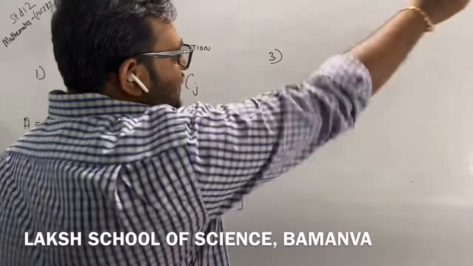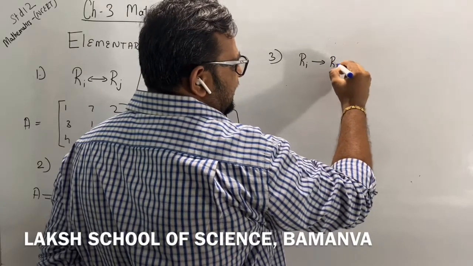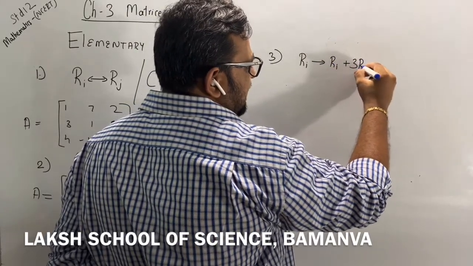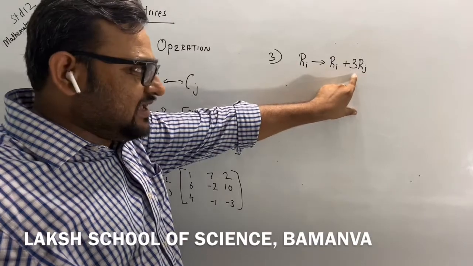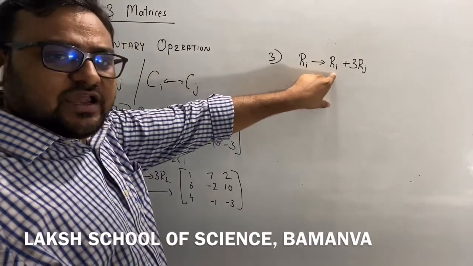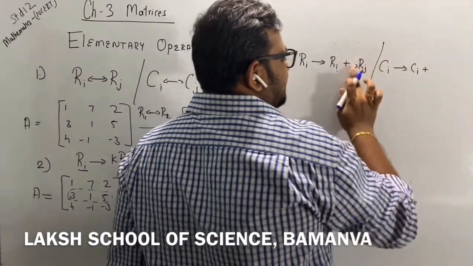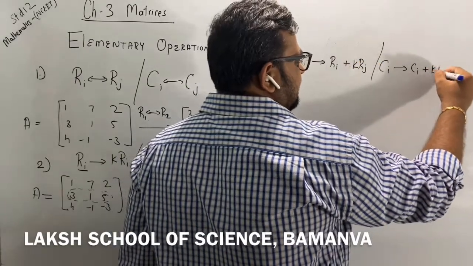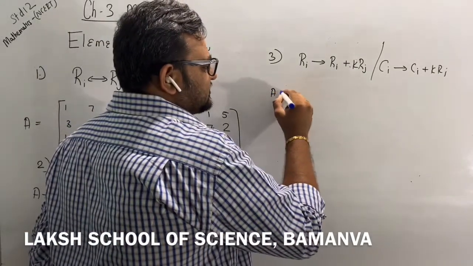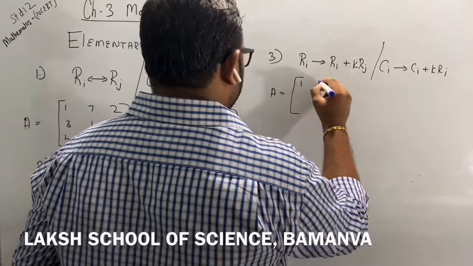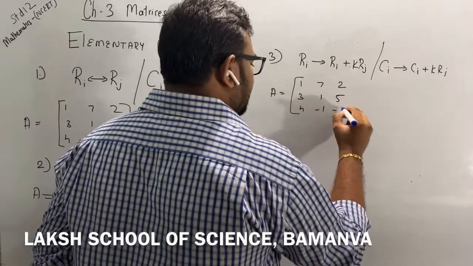Let's see how we can do it. How can we represent it? I can represent Ri to Ri plus 3Rj. That means multiply the jth row with 3 and then add those elements to the ith row. Also for the column, let's take a non-zero constant k. Remember, here k is not equal to 0, even here. Clear? So now, again taking this same matrix, 1, 7, 2, 3, 1, 5, 4, minus 1, minus 3.